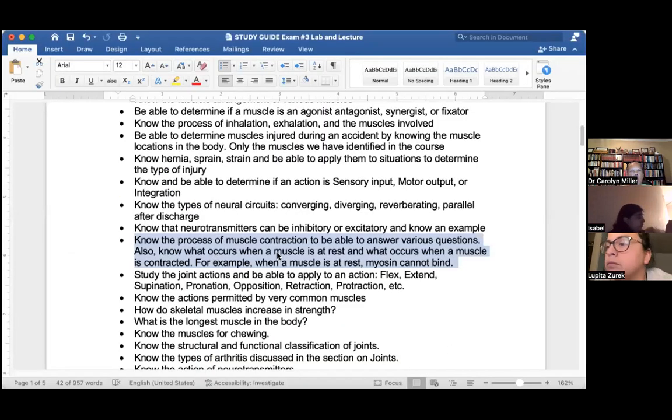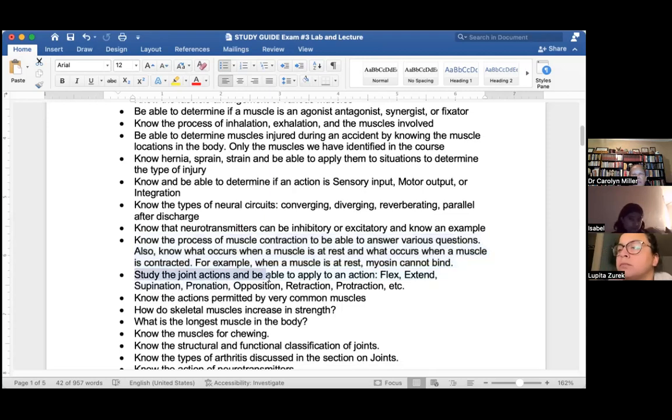So know the process of muscle contraction, and be able to answer various questions. Myosin cannot bind if that muscle is at rest. And it makes sense. If the muscle is at rest, it's not contracted, so calcium has not been released, so it can't make the myosin binding sites visible to get contraction. So calcium is in the terminal cisterns, in the sarcoplasmic reticulum, if the muscle is at rest. If the muscle is contracted, calcium has been released, and it is bound to troponin.